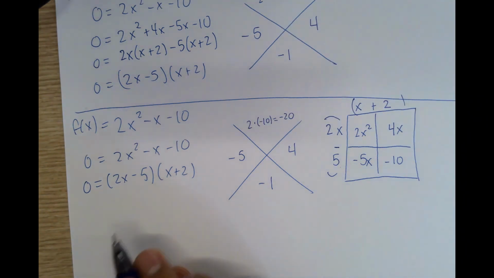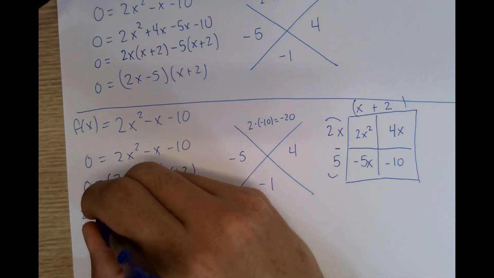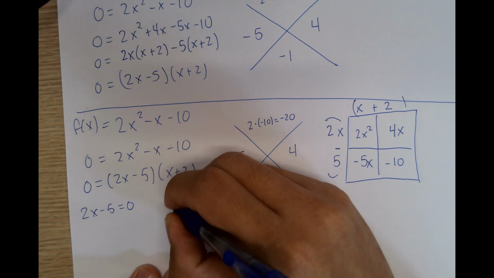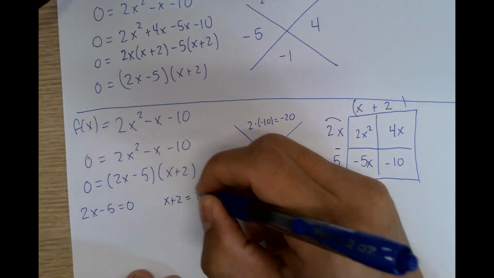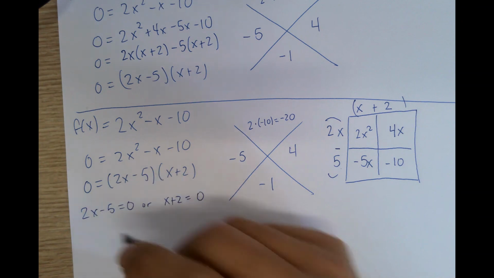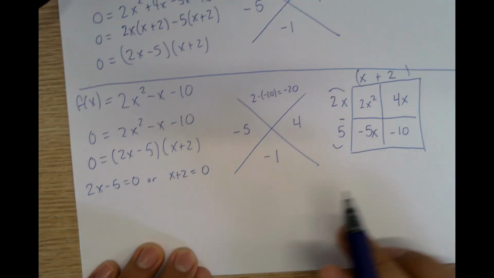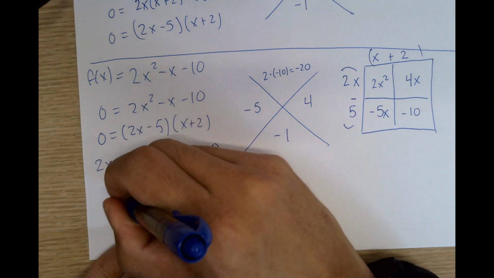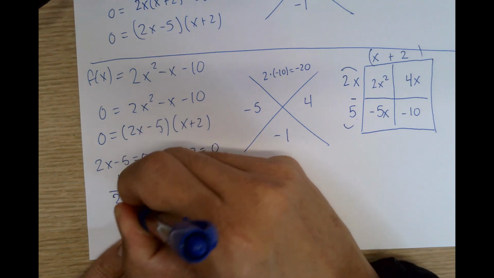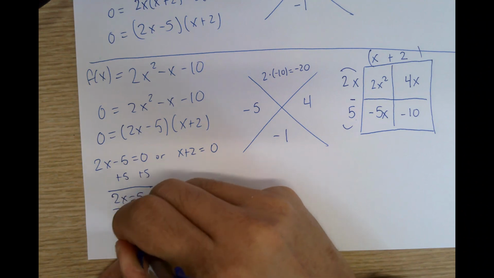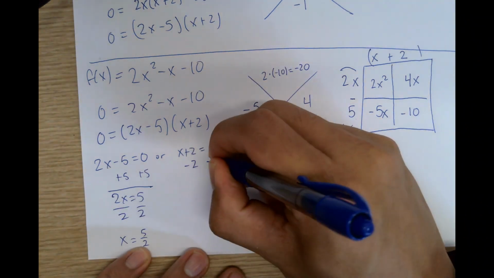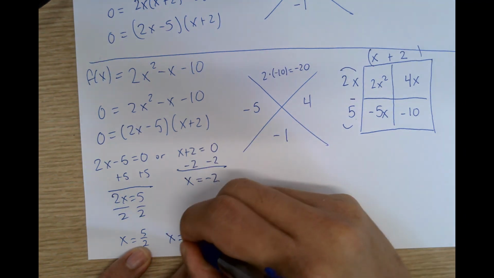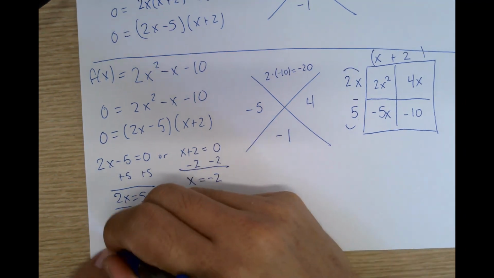Just like before, our next step would be to make each of these equal 0 by the zero product property, because we know that if either one of these is equal to 0, then we have our answer. So what we would do is solve for x. We would add 5 on both sides. 2x equals 5, divided by 2, x equals 5 over 2. The other one is more simple. You just subtract 2 on both sides. We get x equals negative 2 or x equals 5 over 2.